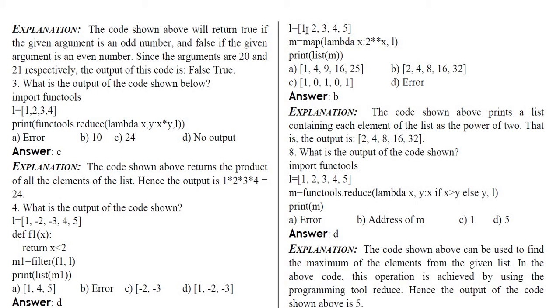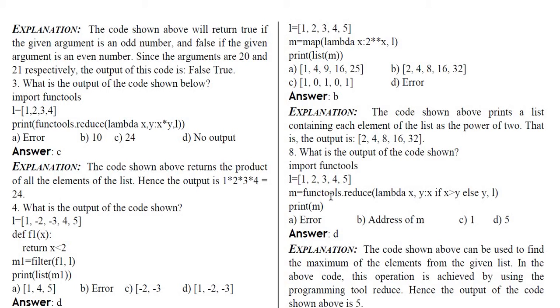If we see 2 raised to the power 1, the result will be 2. Then for 2 it comes 4, for 3 it comes 8, and so on. So this will be your output. Now you will see the next question: what is the output of the code shown below?